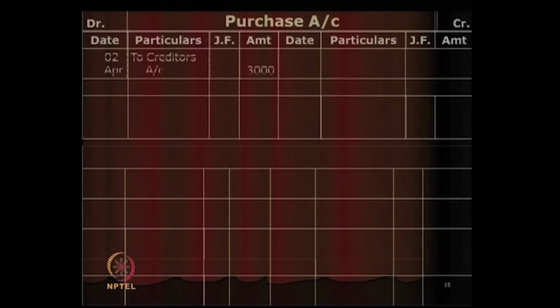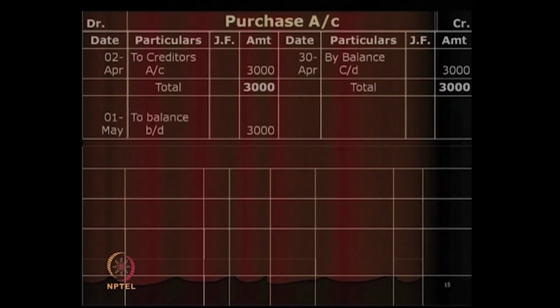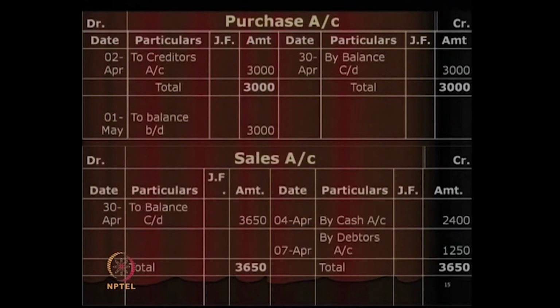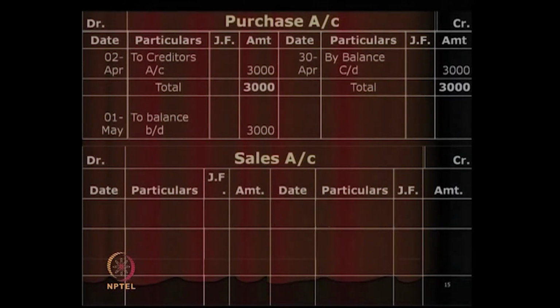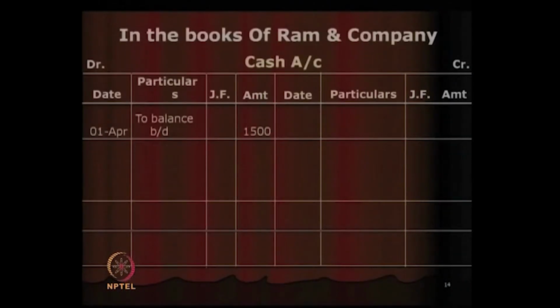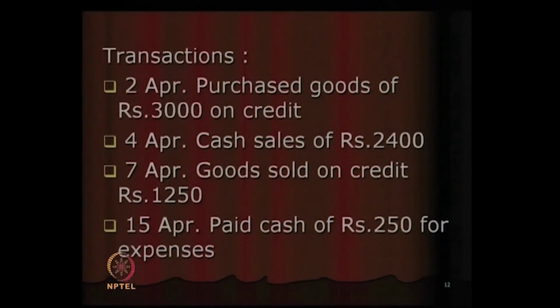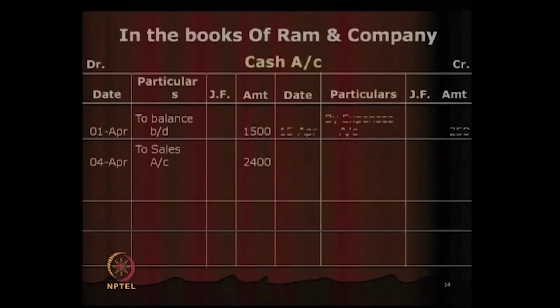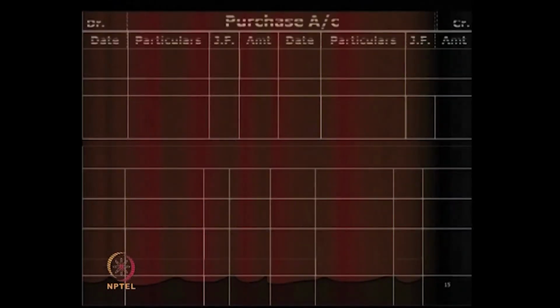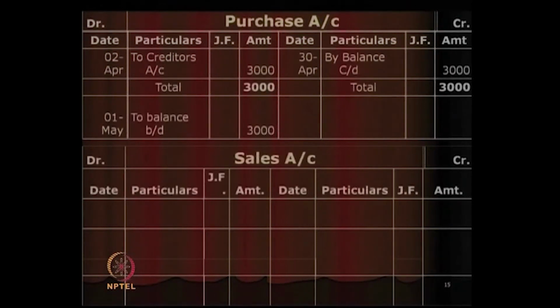Now let us look at purchase account. If you remember, there was only one purchase entry on 2nd April to creditors account, which is 3000. I will carry that balance. For sales, there were 2 entries. There was one cash sale, there was one credit sale. So by cash 2400, by debtor 1250. This is how the sales account will look like. Let us go back and have a look at transactions once again. So you can see here there was one credit purchase and one cash sale, one credit sale. All this was recorded into a cash account, purchase account and also sales account.